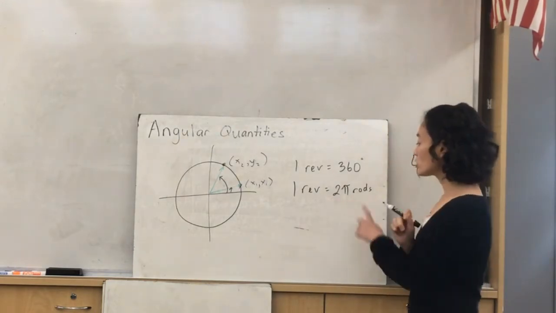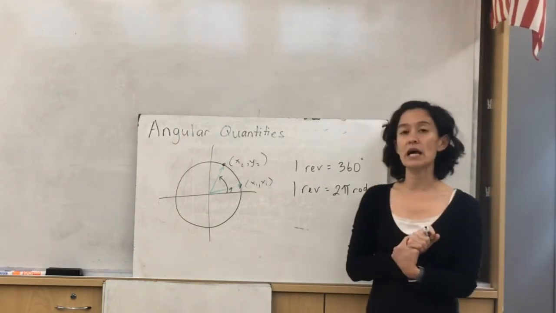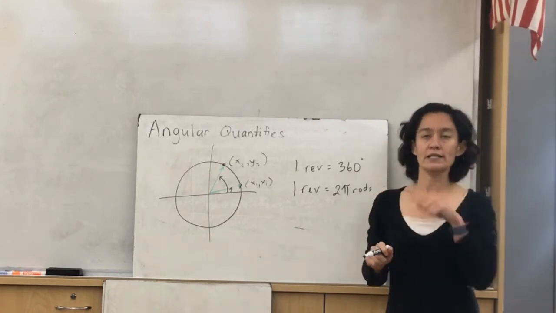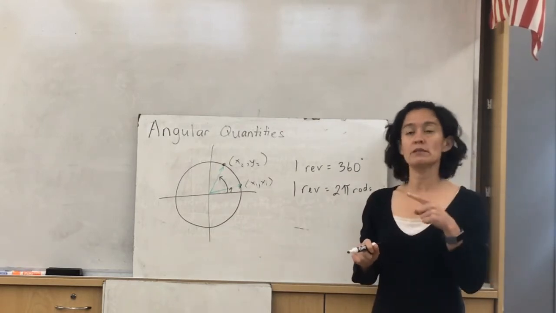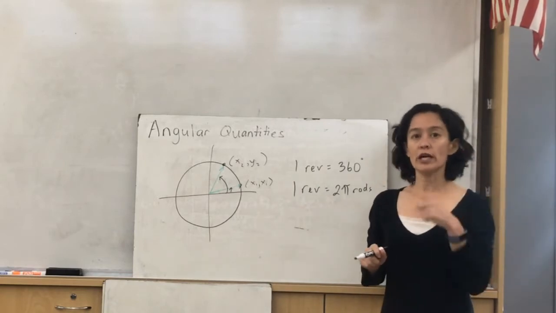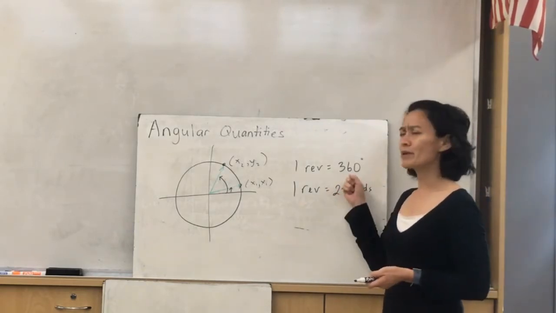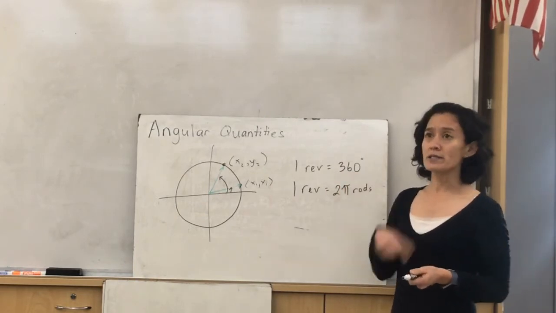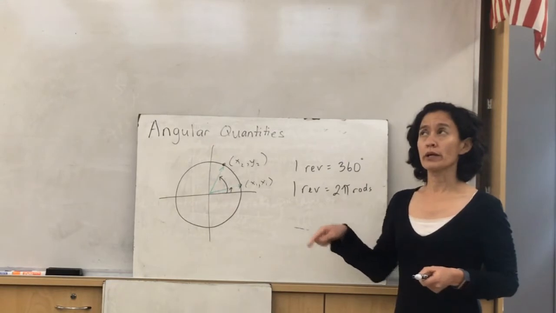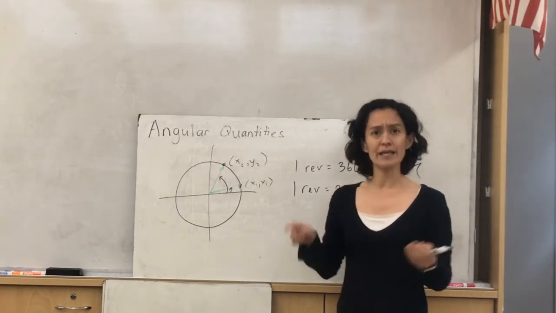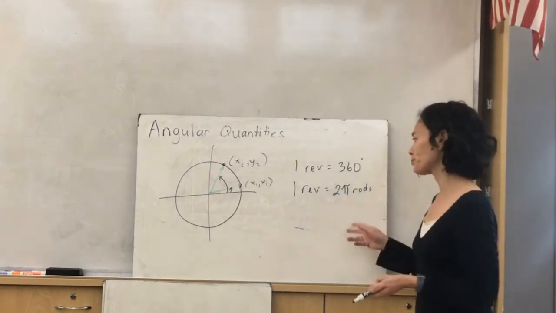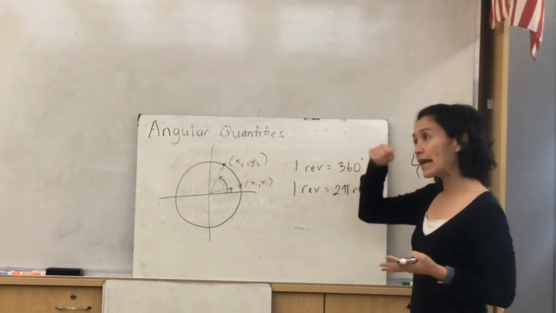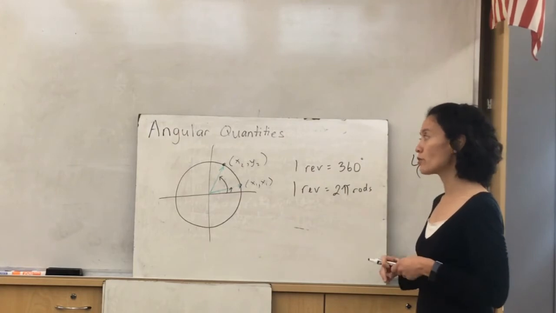It's a little bit easier to use the units of radians because it's easier to count. Going around once is 2 pi, going around twice is 4 pi, going around 3 times is 6 pi, 4 times is 8 pi. Whereas in degrees, going around once is 360 degrees, twice is 720 degrees, 3 times is 1080, it just gets harder to count. So oftentimes we measure our angular values in terms of radians.